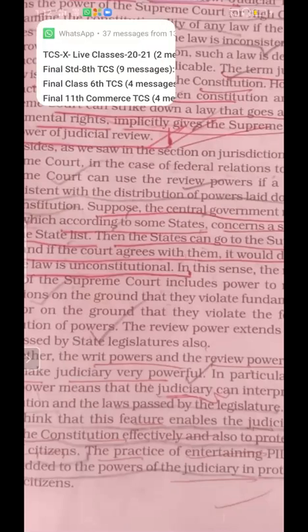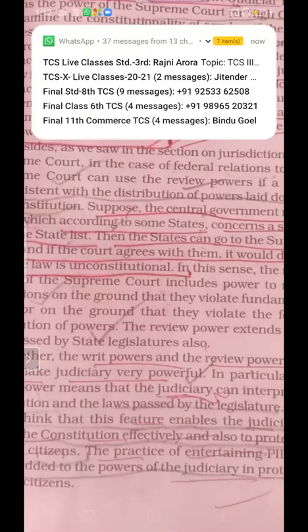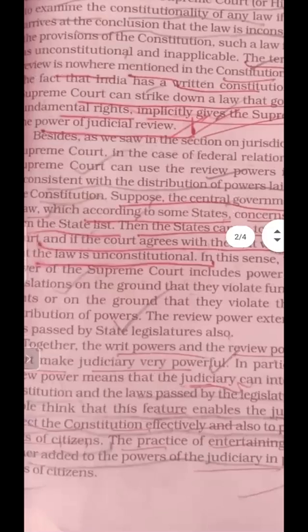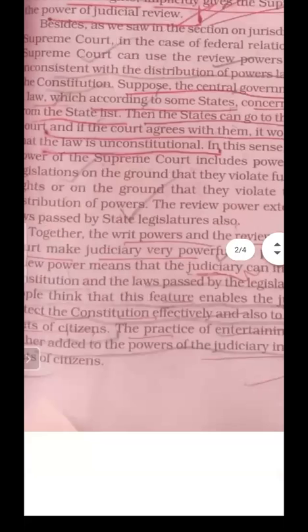Together, the writ powers and the review powers of the court make the judiciary very powerful. Underline the sentence. Together, the writ powers and the review powers make the judiciary very powerful. Which powers? Review power and writ power. Number 1 writ power, number 2 review power. These two powers together make the Supreme Court very powerful.